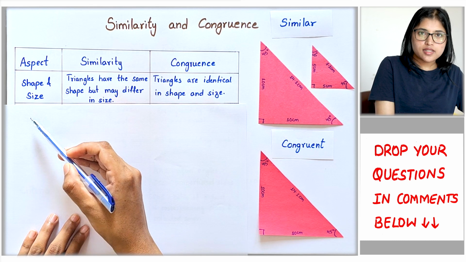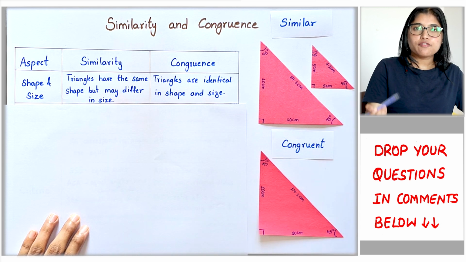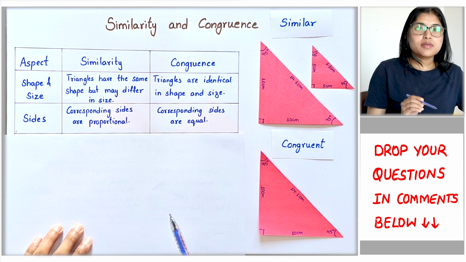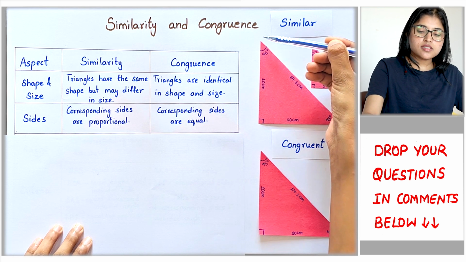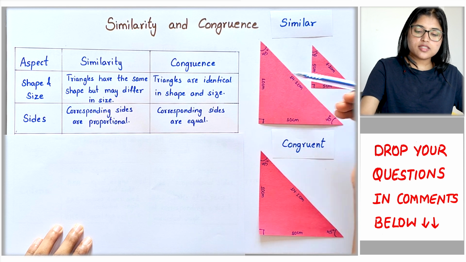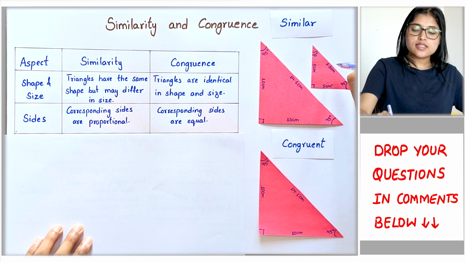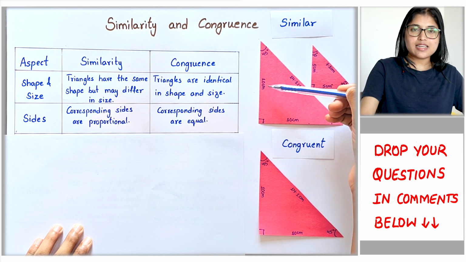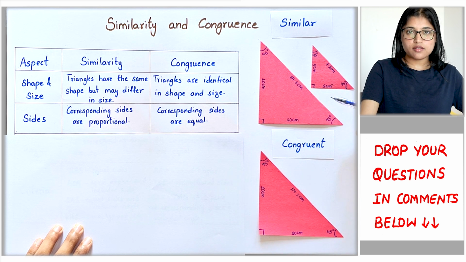Now let us look at some aspects of similar and congruent triangles. The first aspect, as we discussed, is shape and size. Similar triangles have same shape but may differ in size. Congruent triangles are identical in both shape and size. Sides. Corresponding sides are proportional. In similar triangles, you have to have corresponding sides as proportional. What is corresponding side? If I am starting from here, I see this side. So this side and this side should be similar. Then going clockwise, this side and this side should be similar. And this side and this side, they can be proportionate. Here proportionate is, this is 5 centimeters and this is 10 centimeters. That is, this is double of this small triangle. So they are proportional to each other.